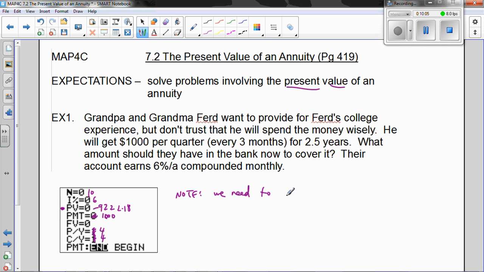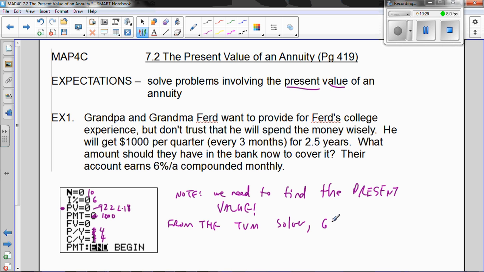So note, we need to find the present value. Present value. And from the TVM solver, Grandma and Grandpa would need that amount in the bank. No problem. And that's the amount that they'd need now, right?